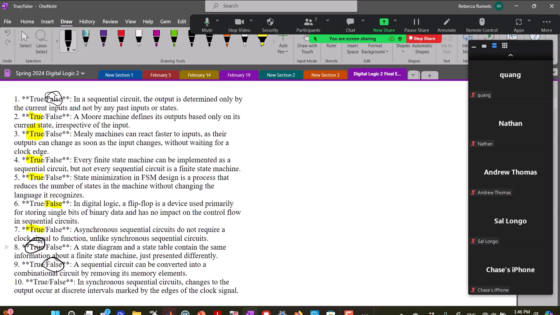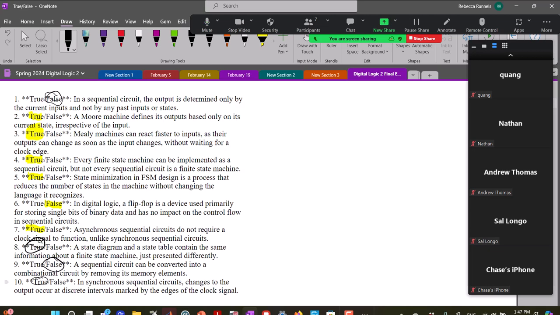In synchronous sequential circuits, changes to the state occur at discrete intervals marked by edges of the clock signal. Yeah, usually you have them done at a clock edge. It's not a very good true-false question because you could say, well, not always, but this is just to get a general idea. Okay, so any questions on these concepts before we go on to start working some project problems?